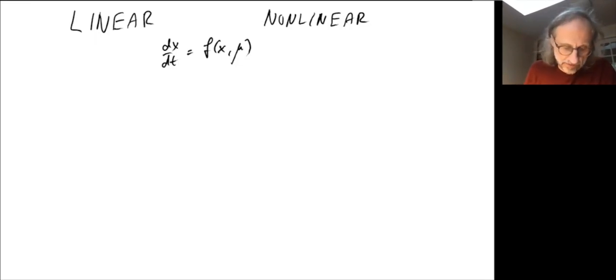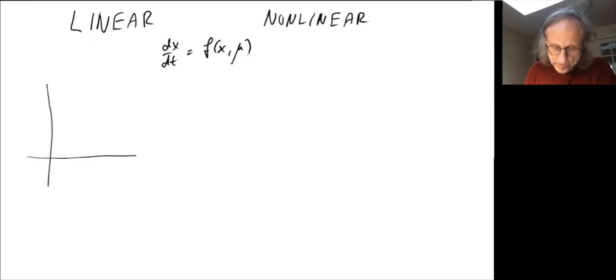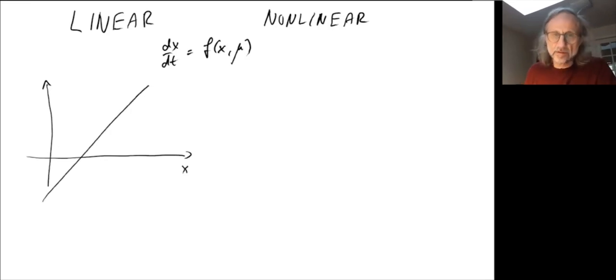And mu is a control parameter that we can change. In the linear case, if I plot f of x and mu, it may look like that. Right now I'm mostly interested in just fixed points, critical points, stationary points, whatever you want to call them. So in this case, I'd be interested in this point here.